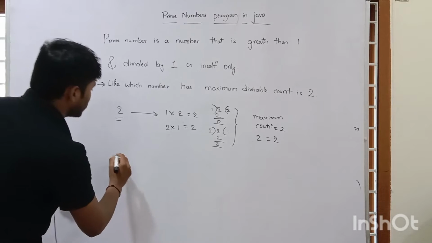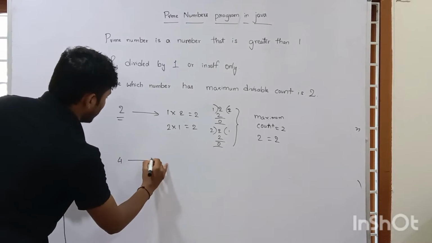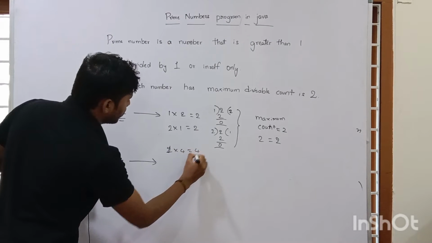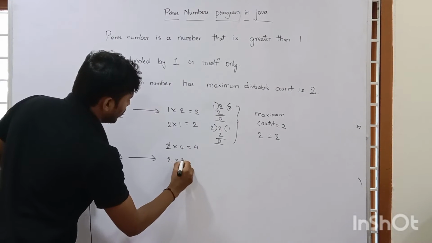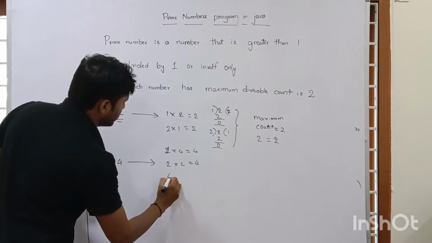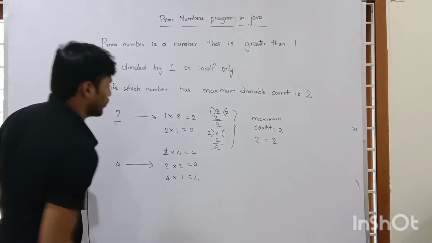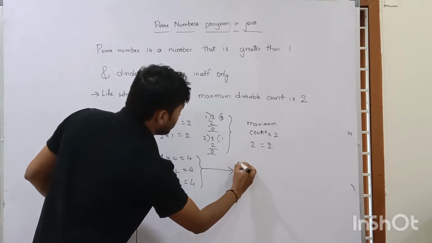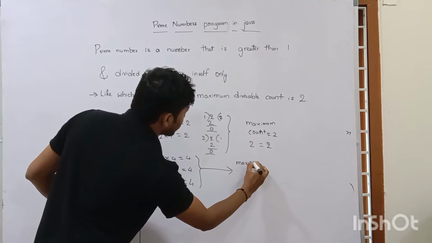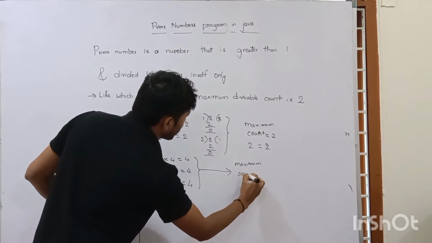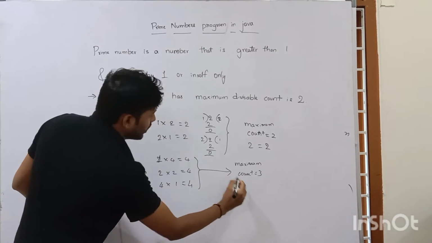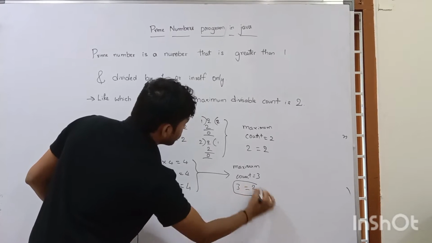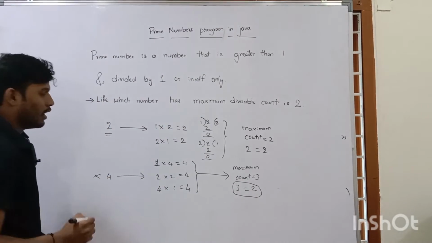Here I am taking the example of 4. 4 is divisible by 1, 1 fours are 4, then 2 twos are 4, and then 4 ones are 4. So here the maximum count is 3. Now 3 is not equal to 2. So 4 is not a prime number.